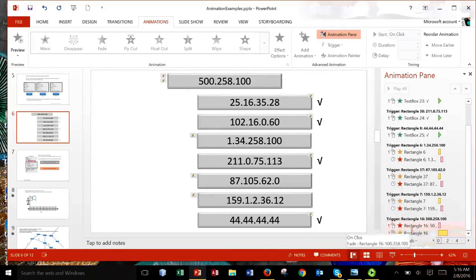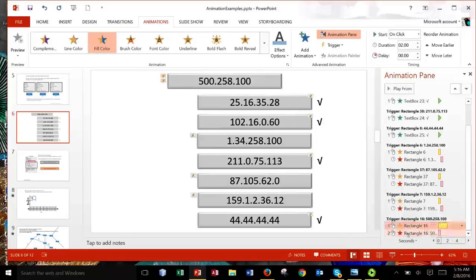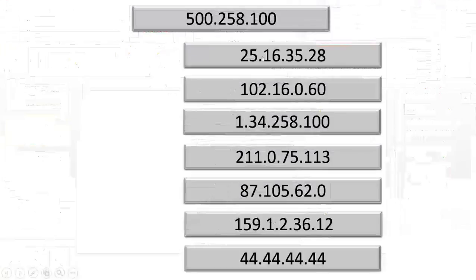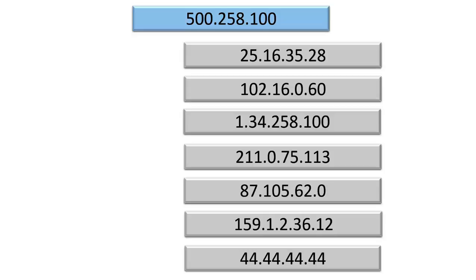Okay, so I have both of these. Now, I want the disappearing to happen after the change in color, so I have to put it after. What do you think is going to happen? Didn't disappear. What's wrong? Did you notice that I left that little mouse icon there?